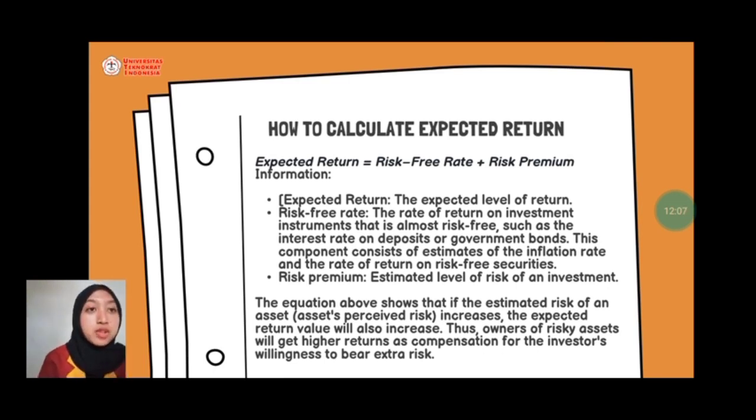Expected return equals the risk-free rate plus the risk premium. Expected return is the expected level of return. Risk-free rate is the rate of return on investment in instruments that are almost risk-free, such as the interest rate on deposits or government bonds. This component consists of an estimate of the inflation rate and the rate of return on risk-free securities. Risk premium is the estimated level of risk of an investment. The equation shows that if the estimated risk of an asset increases, the expected return value will also increase. Thus, owners of risky assets will get higher returns as compensation for the investor's willingness to bear extra risk.